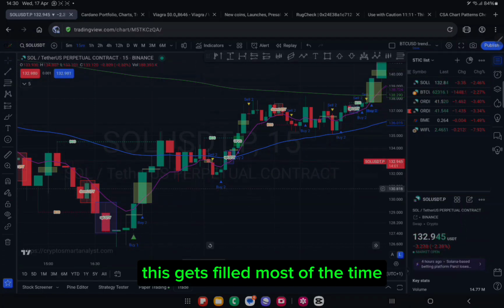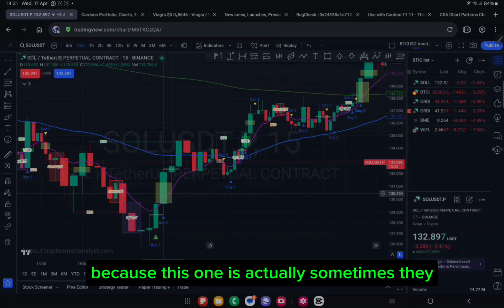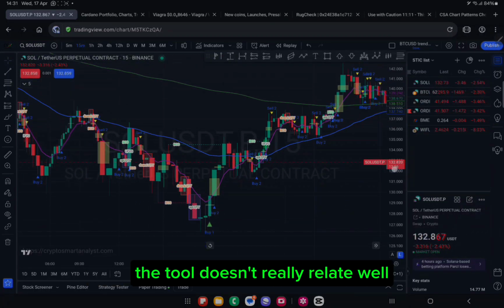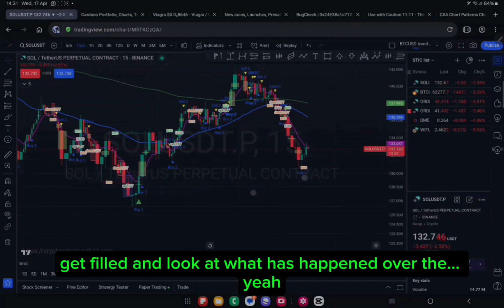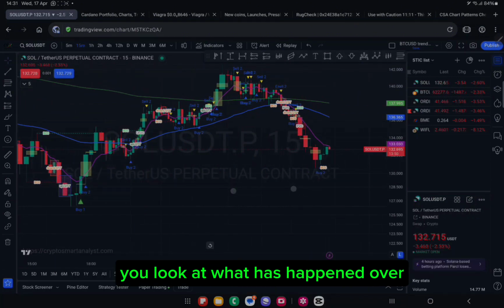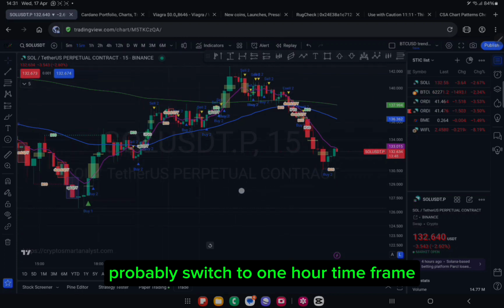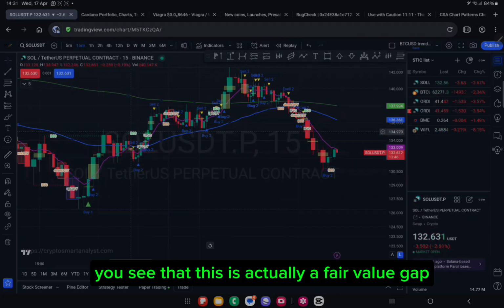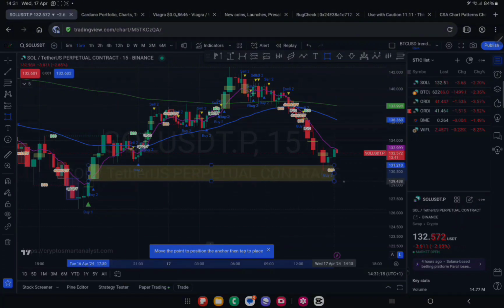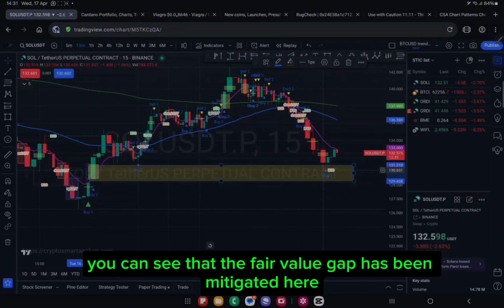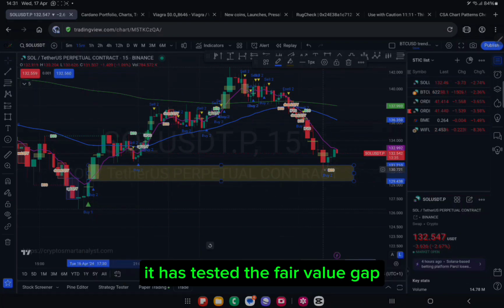This gets filled most of the time, because sometimes the tool doesn't really label it well, but sometimes they still get filled. And if you look at what has happened over time, if you switch to the 1 hour time frame, you will see that this is actually a fair value gap. Let's draw a rectangle. I want to extend this fair value gap here. You can see that the fair value gap has been mitigated here. The market actually dumped, it has tested the fair value gap.